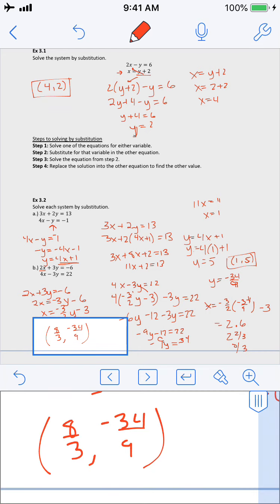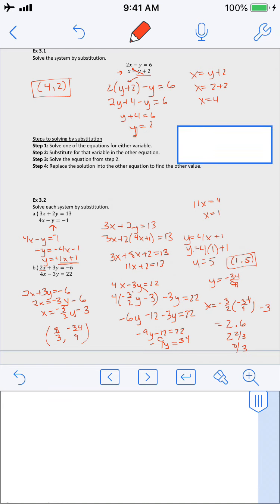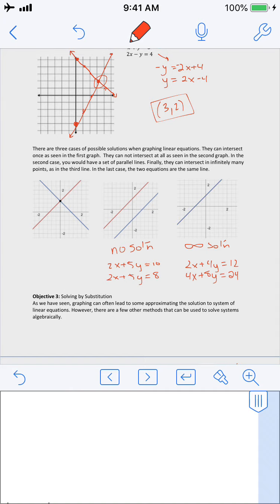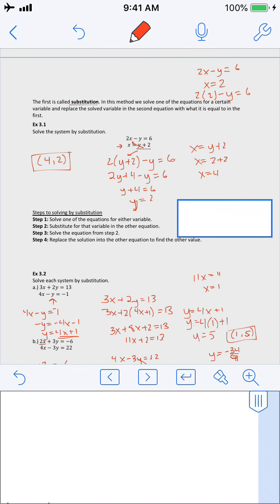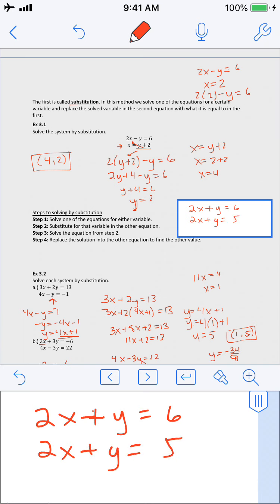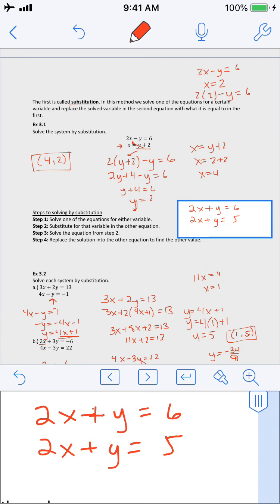One other thing before we go on, I want to show you just one substitution of a parallel. Okay, I want you to see what happens. So let's go back to that parallel we had. 2x plus y equals 6 and 2x plus y equals 5. So what happens, we solve for y, right? Pick which one you want.